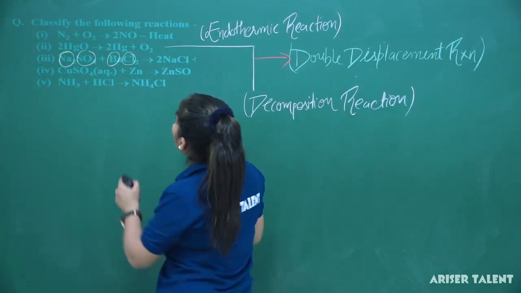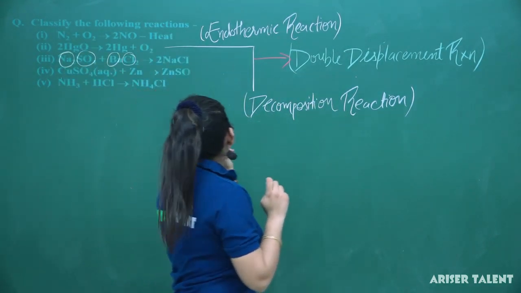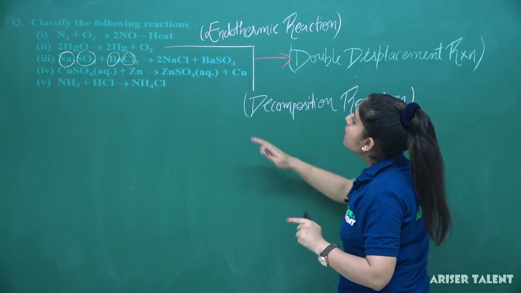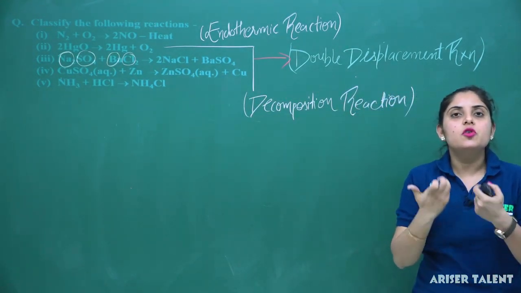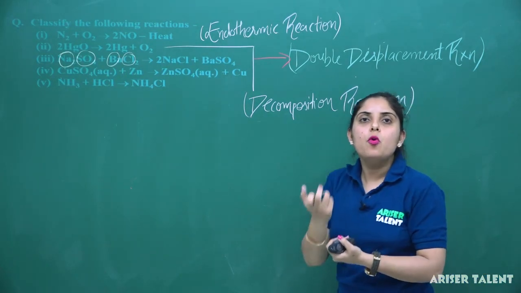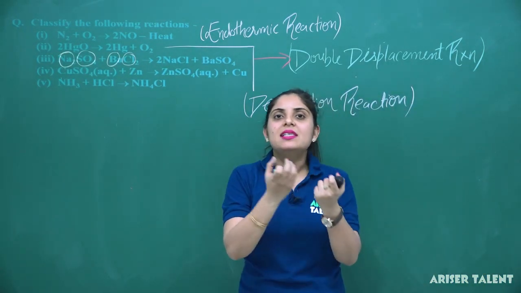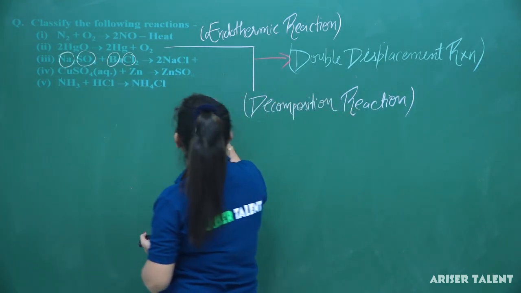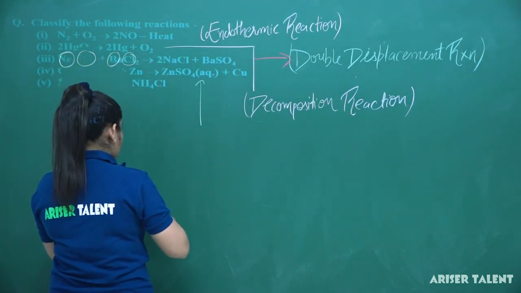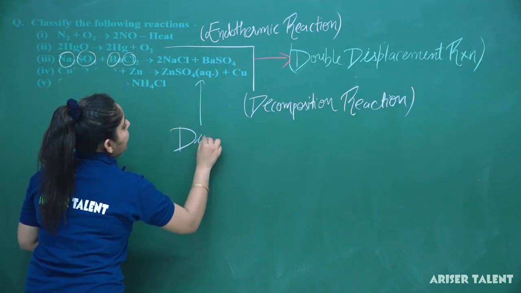Now we have our fourth question. Copper sulfate reacts with zinc to give zinc sulfate, and the copper is eliminated from the reaction. So the reactions in which a more active metal displaces a less active metal are termed displacement reactions. So the correct answer for 4 will be displacement reaction.